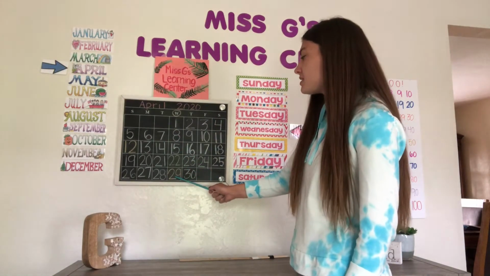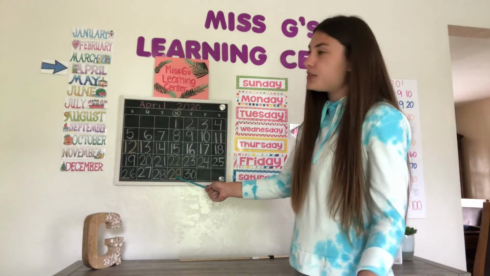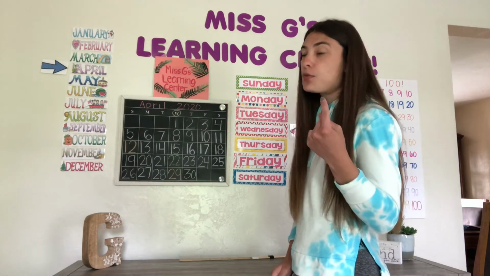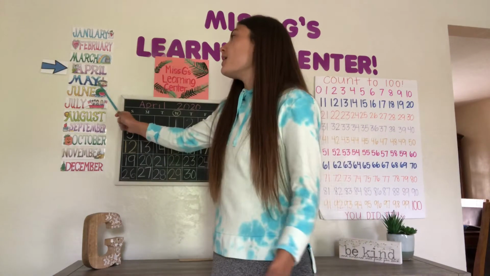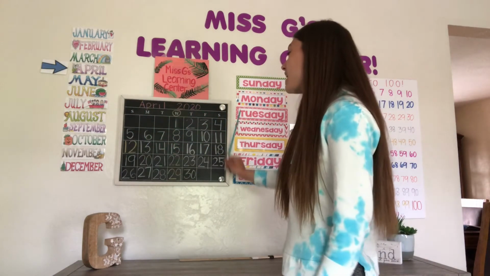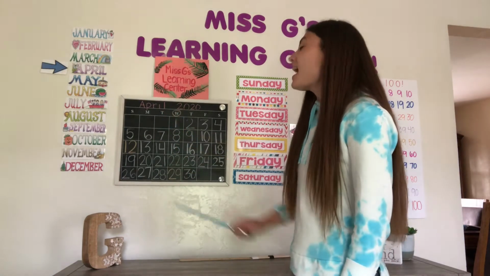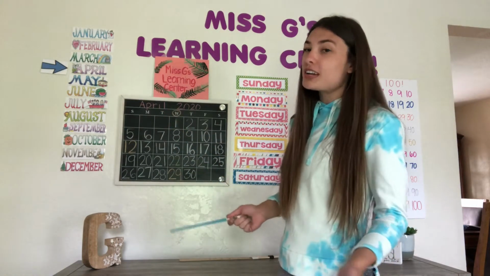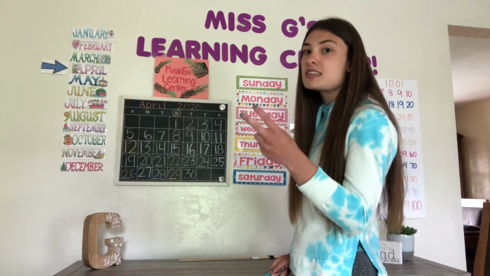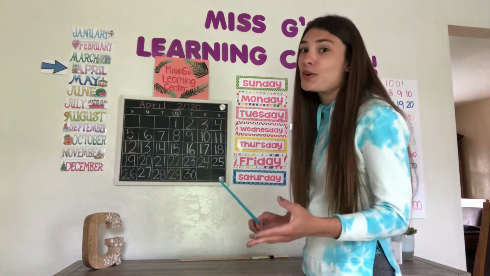Let's count how many days we have left of April. It's the 29th. This is pretty easy. We could count this. Ready? One. We have 1 day left of April. Then we see that it's May. So after tomorrow, I'm going to change the calendar. It will say May, and then we'll start all over again. So we have 1 day left of April, 2 days left until May. So that is super exciting.